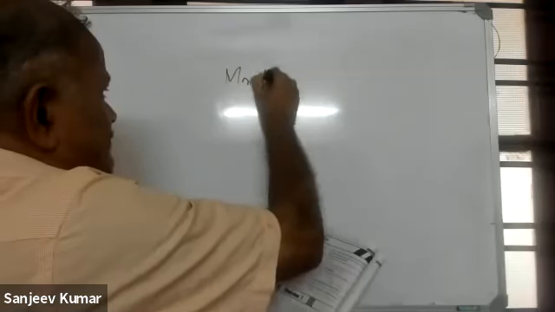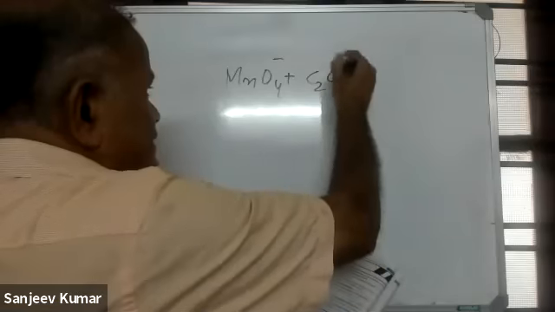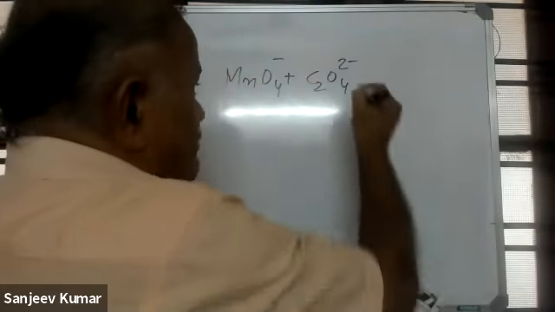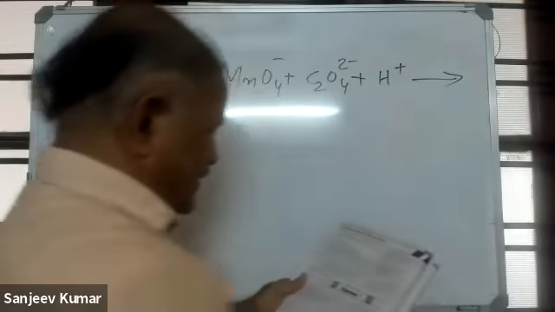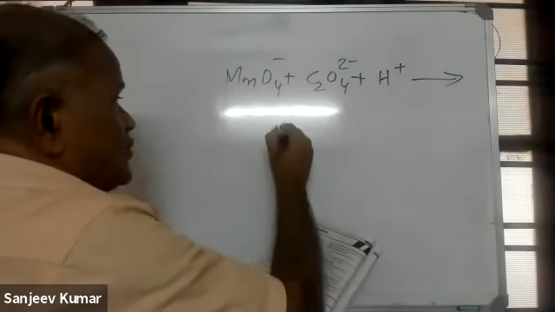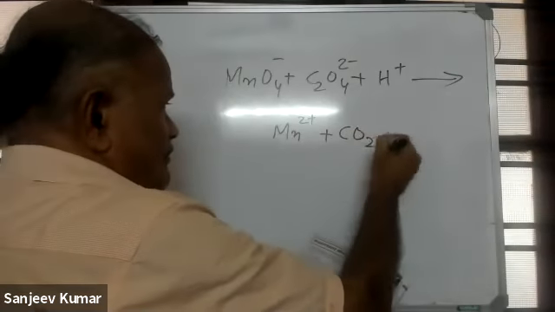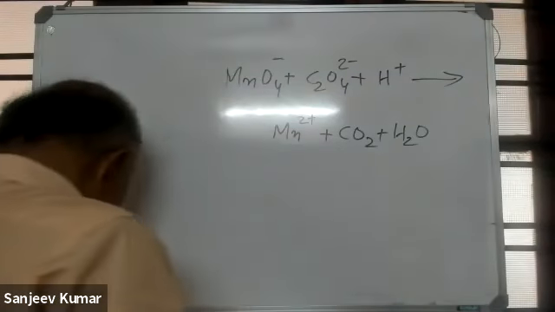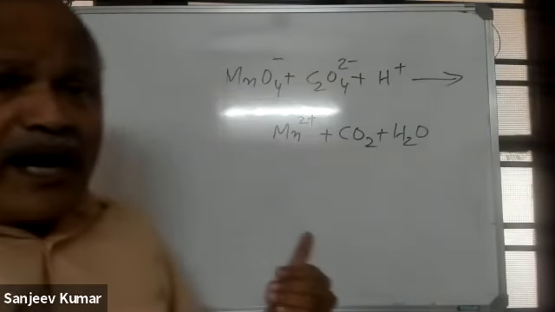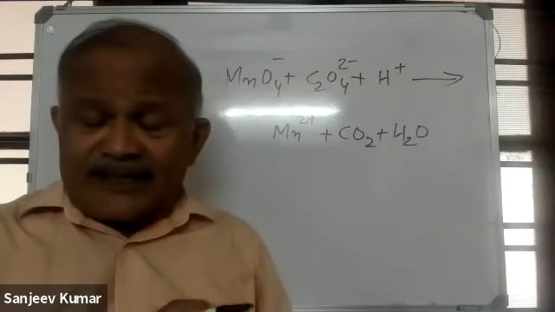MnO4 minus permanganate ion plus C2O4 2 minus oxalate ion plus H plus gives Mn2 plus plus CO2 plus H2O. This is the redox reaction. Now I am trying to balance it by the oxidation number method.